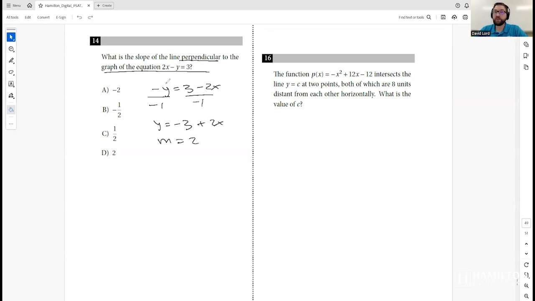Now, whenever we want to define perpendicular slope, we want to do opposite reciprocal. So perpendicular is like an upside down T, looks like a right angle. And we want to make opposite reciprocal. So we flip the number and times it by -1. And the answer is B.